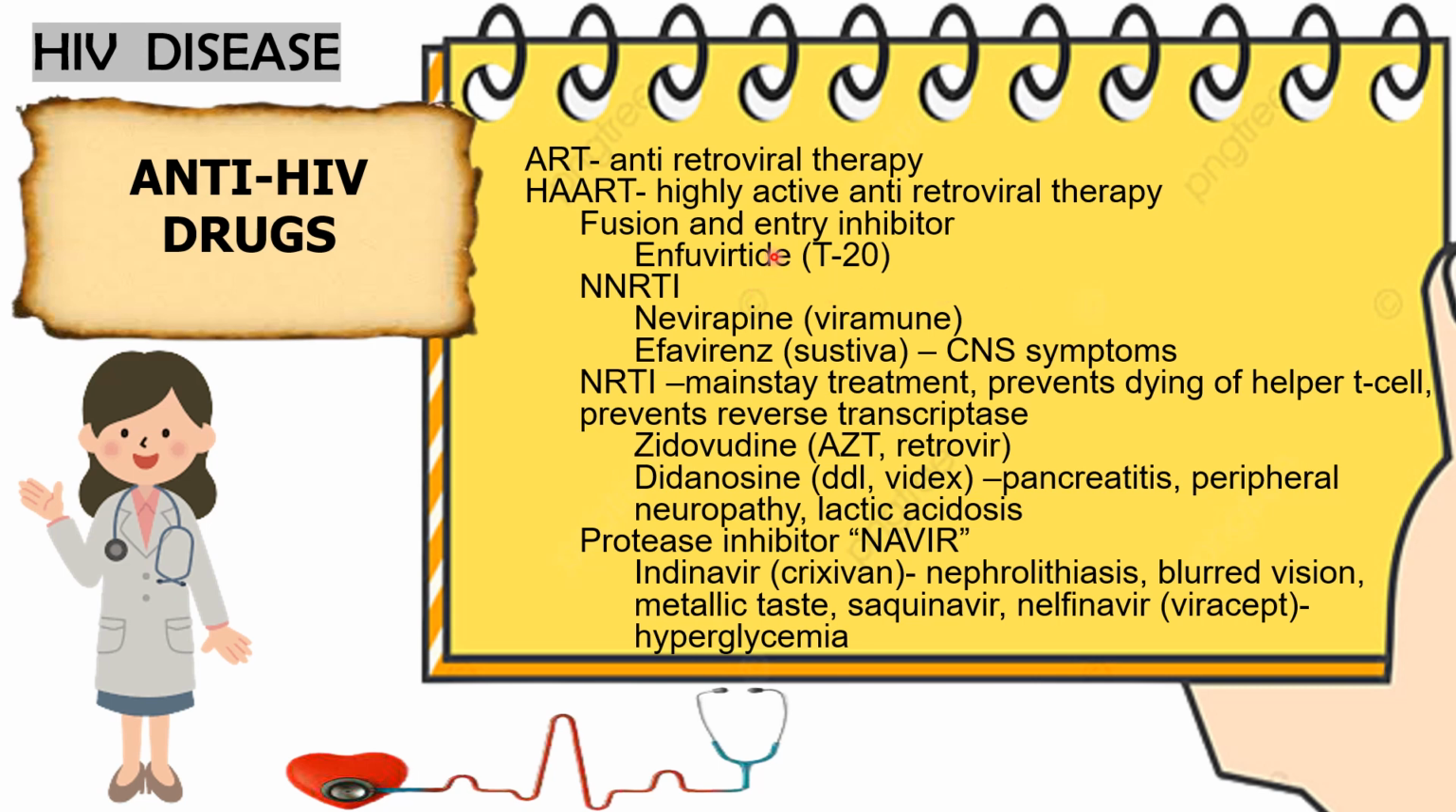So we have HAART or highly active antiretroviral therapy, such as your fusion and entry inhibitor. For that, we have enfuvirtide or T20, and then for NNRTI, we have nevirapine or your Viramune and efavirenz or Sustiva. This may have side effects or adverse effects in the CNS, or the patient may have CNS symptoms.